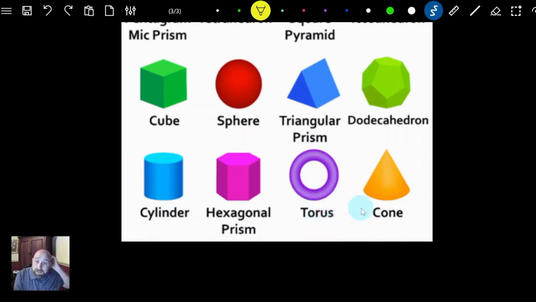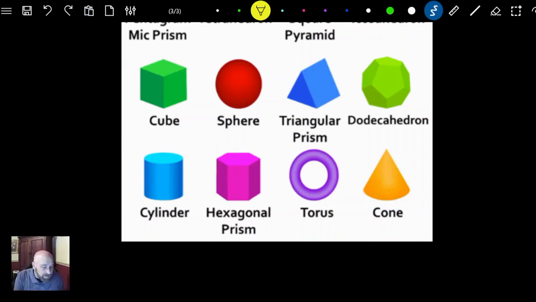And then the last one here is a cone. A cone is a circle here on the bottom, and then it goes up like a triangle to a point. And those are the three-dimensional shapes that I wanted to mention here in this lesson.